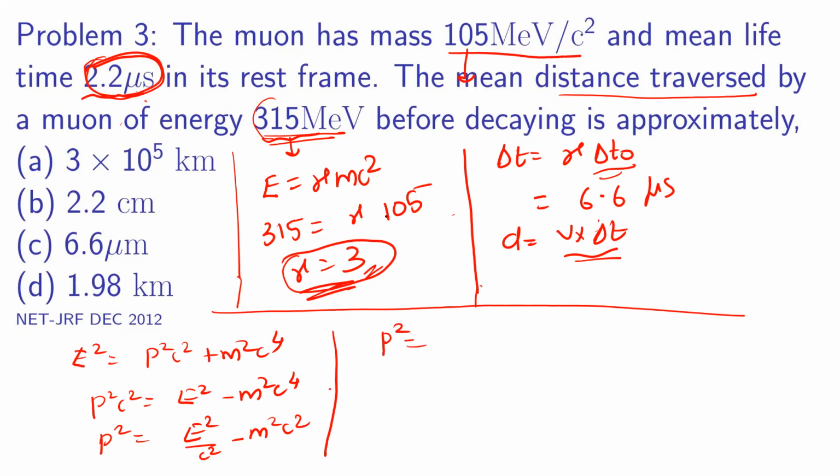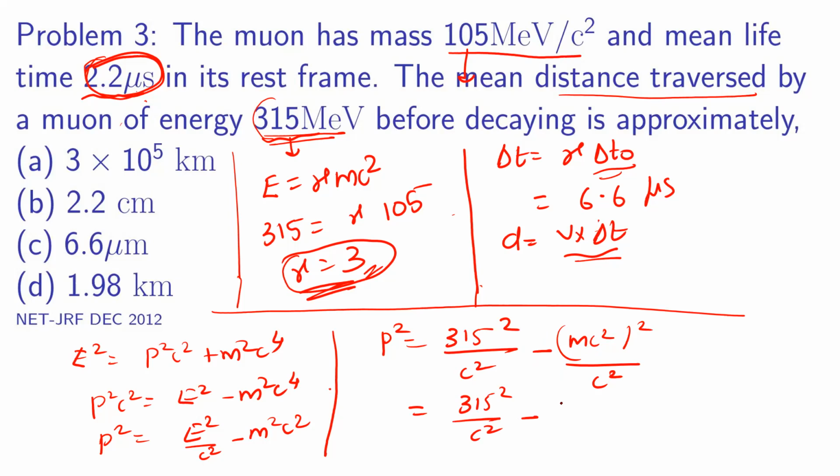So you can find the momentum as E square by c square. E square is given here, 315. That is 315 square divided by c square minus m square c square. So that is mc whole square, mc square whole square divided by c square. Is that correct? M square c raised to 4 by c square will give m square c square. Correct. So that's equal to 315 square by c square minus mc square. mc square is 105, so it's 105 square divided by c square.